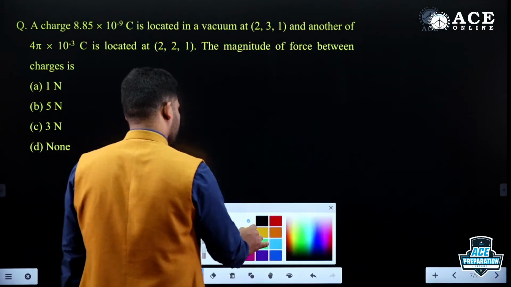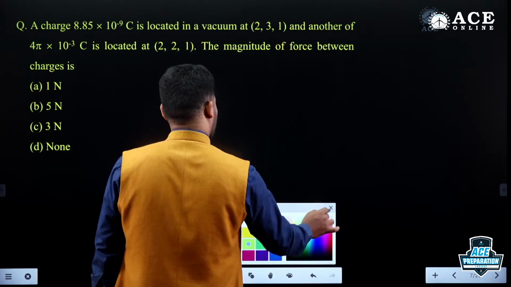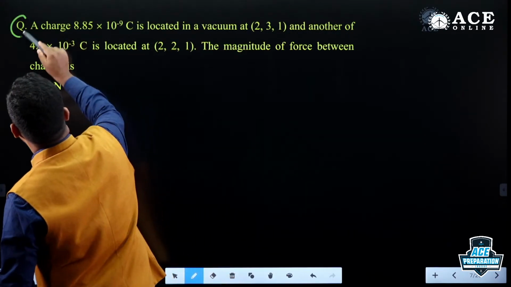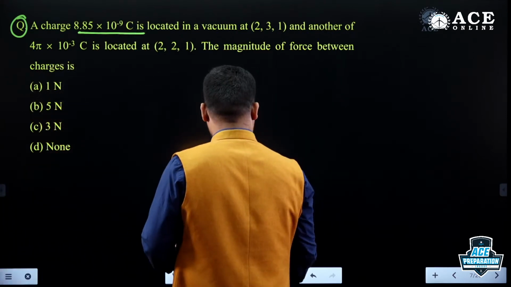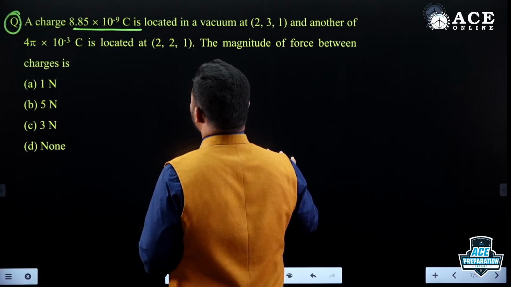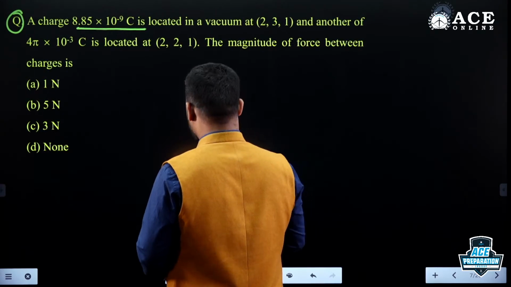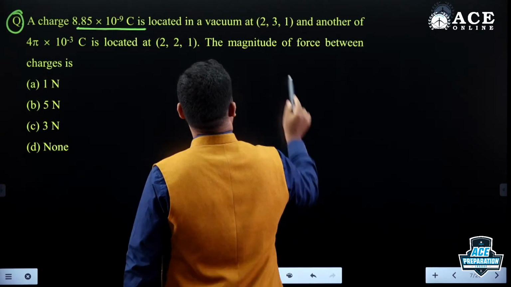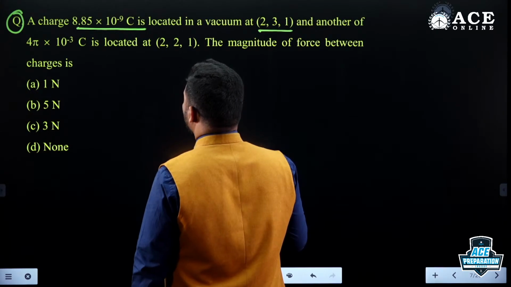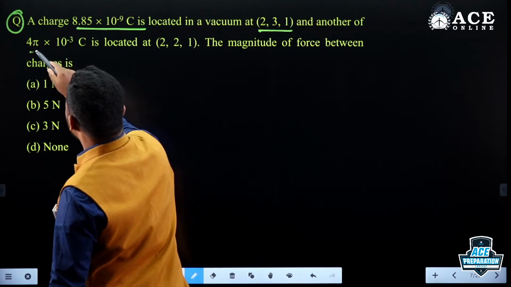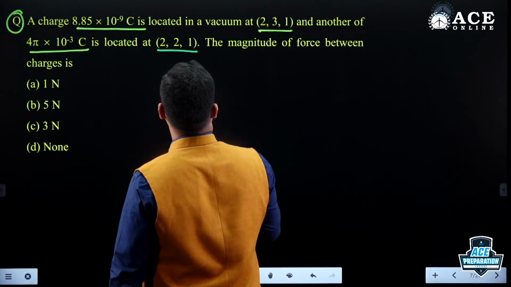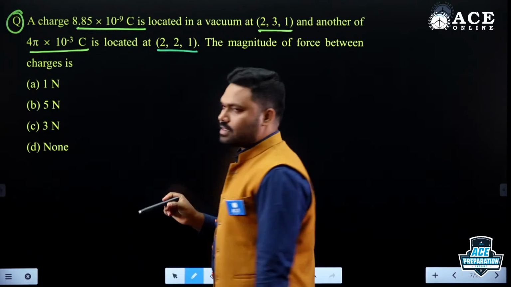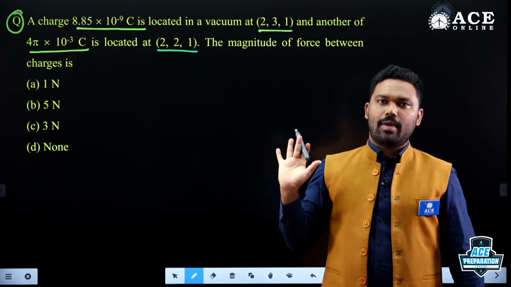Here is a question. A charge of 8.85 into 10 to the power of minus 9 coulombs is located in a vacuum at (2, 3, 1), and another charge of 4 pi into 10 to the power of minus 3 coulombs is located at (2, 2, 1). The magnitude of the force between the charges is just asking the magnitude.